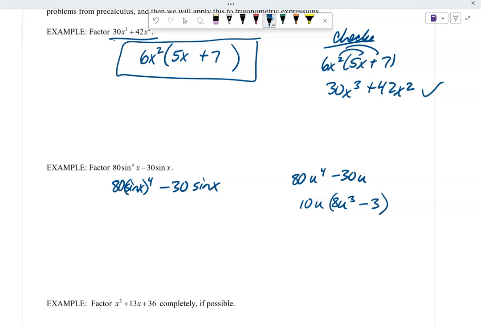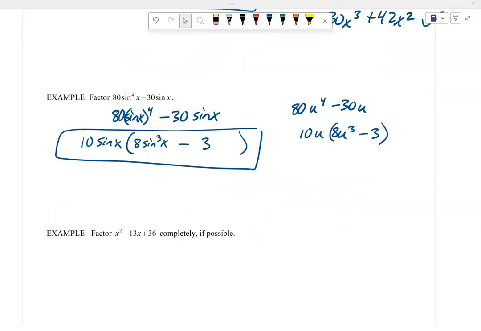Well, same thing, except we're doing it with the sine. We're going to take out a sine from each of them, and we're going to take out a 10. So 10 and one of the sines. And so what would we be left with? In other words, what's 80 sine to the fourth x divided by 10 sine x? That leaves you with 8 sine to the third x, sine of x quantity cubed, and then minus 3. And then we're all done. We just factored that.